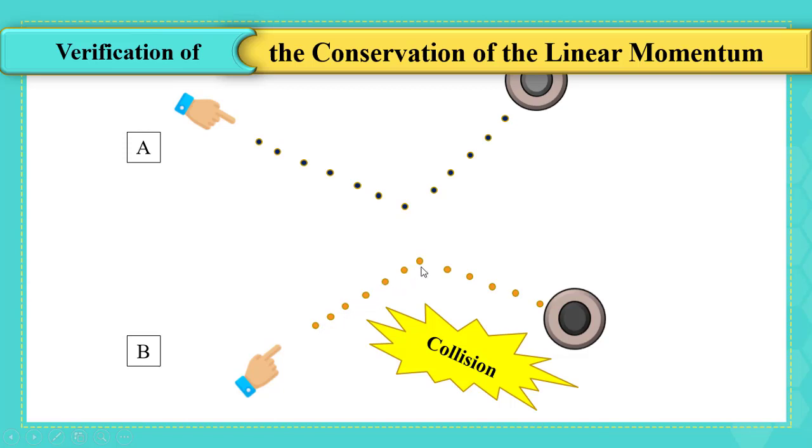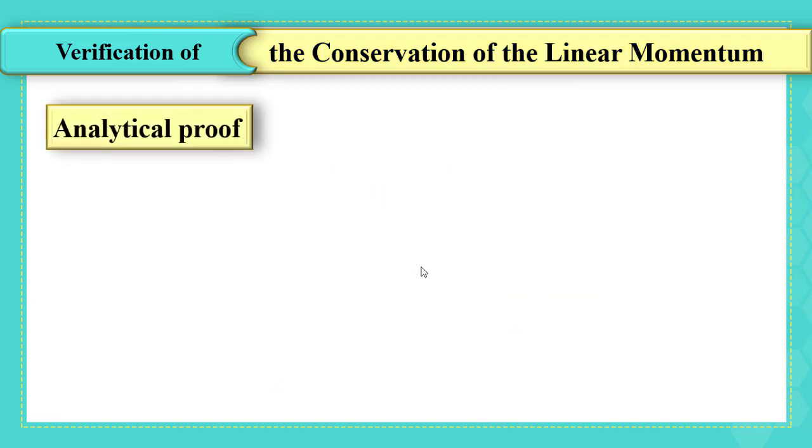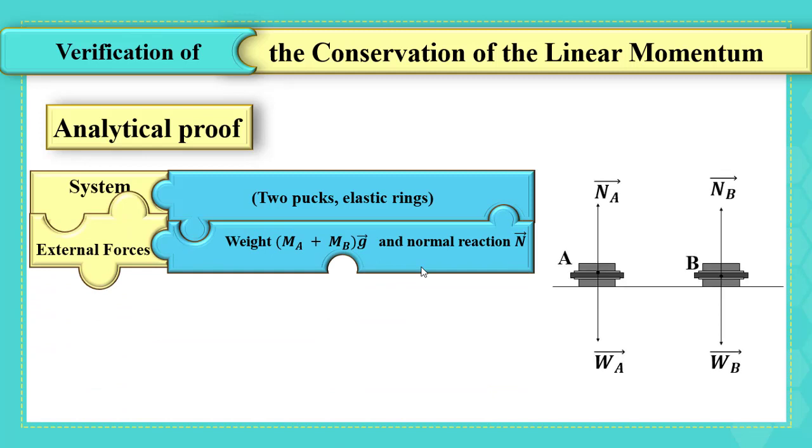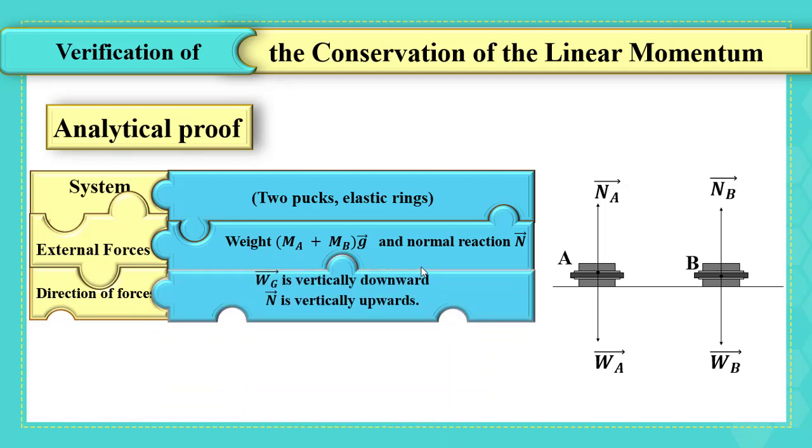For making the experimental study, we are going to spot the light on the analytical proof, starting from defining the system that we are studying, which is the two pucks and elastic rings. What are the external forces acting on this system? We have the weight of the system, which is (MA plus MB)g, and the normal reaction. What are the directions of these forces? Weight is vertically downward, where N is vertically upwards.